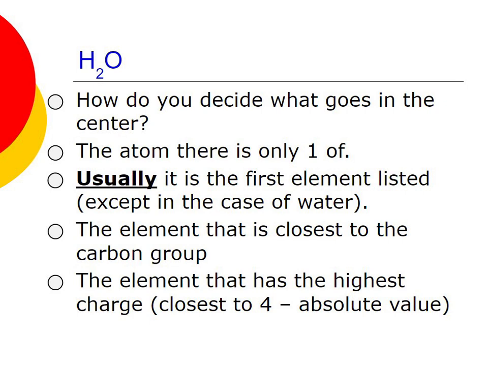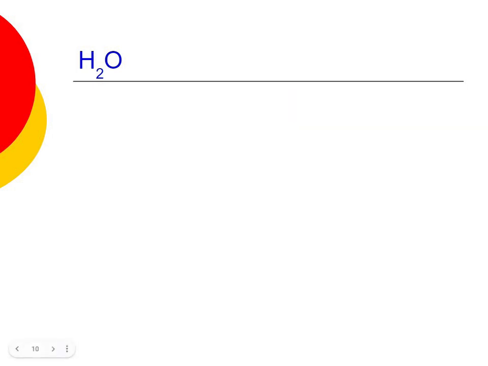Okay? If you can't figure it out based on those 2, then the next thing you would check is whichever one is closest to the carbon group. Okay, so closest to having 4 valence electrons. So let's do the water H2O's Lewis dot structure. First, we have to put the Lewis dot structure for each element. So oxygen is going to be the one in the middle.